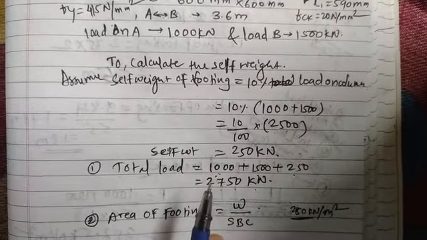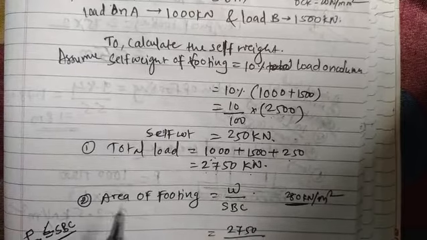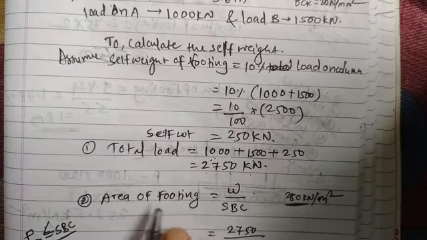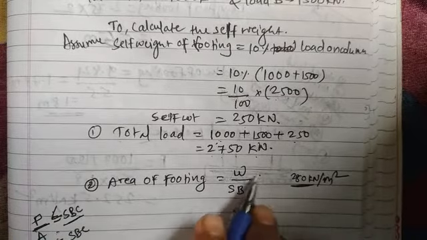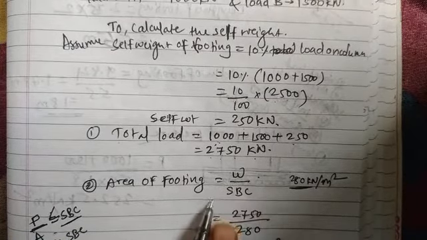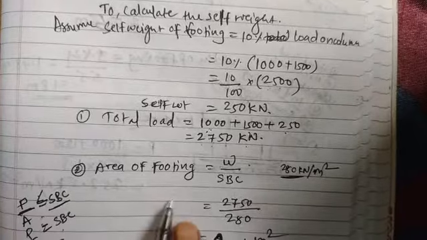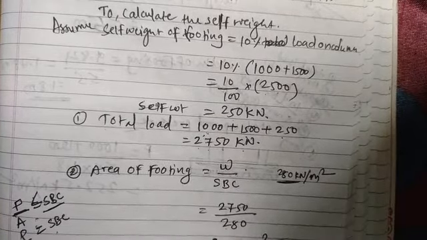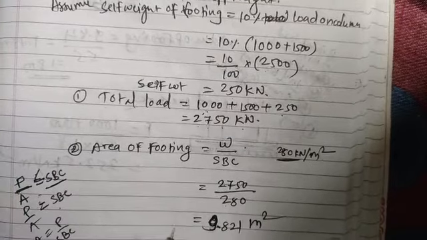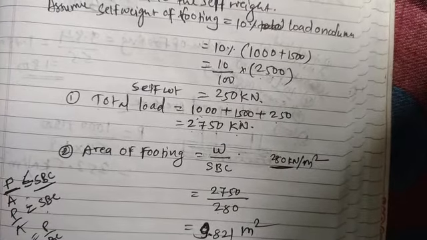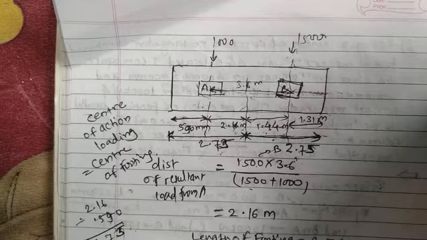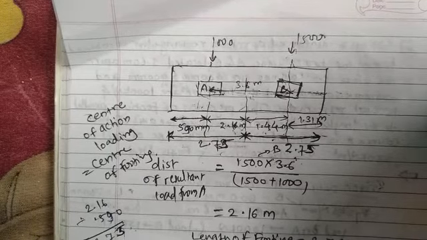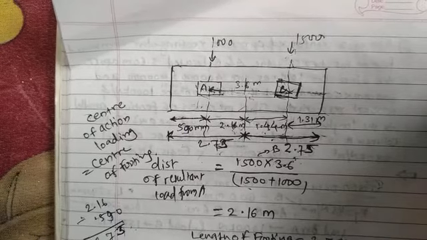After calculating the total load, we have proceeded towards the calculation of area of footing. In this we have used the formula of W by SBC to calculate the area. The total load is calculated by us, SBC is given, so from this ratio we have calculated the area of footing. After that, we have moved towards the calculation of length and width of footing.